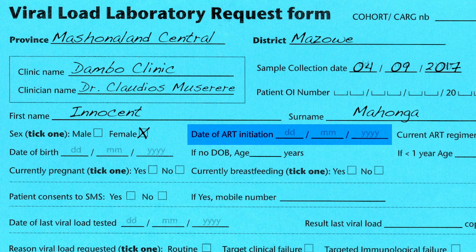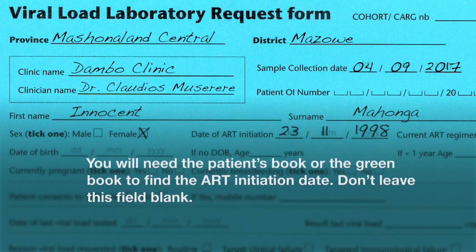In this example, Innocent Mahonga was initiated on ART on 23 November 1998. Note that the month has been entered as a number and all 4 digits of the year have been written. You will need the patient's book or the green book to find the ART initiation date. Don't leave this field blank.